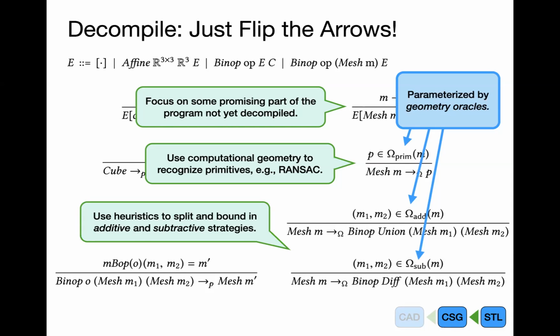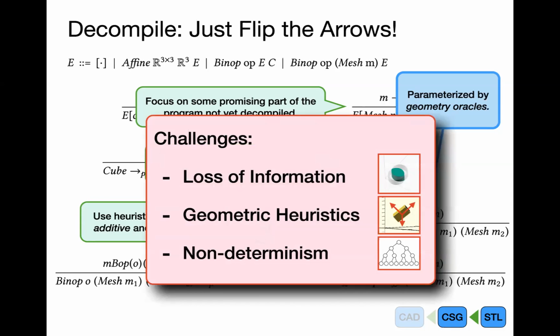We want to find the smallest CSG program that produces the triangle mesh. There's more detail about that in the paper, but I did want to talk about three high-level challenges worth mentioning here. One is that the compilation process loses information, so in general you don't have enough hints in the triangle mesh to figure out what you need to do. The other is, how do we make these geometric heuristics? We have these geometry oracles that just seem like magic. So what's the intuition for how those might even work?